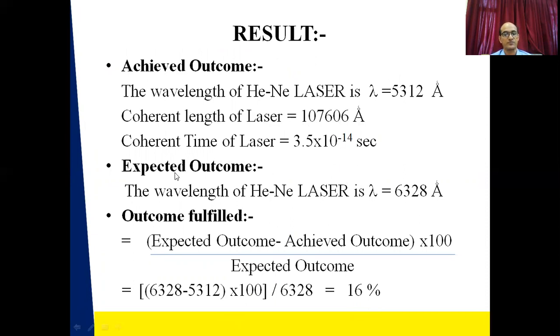Expected outcome. The wavelength of helium neon laser is 6328 angstrom. Now we'll find out the outcome fulfilled, or the percentage error. Expected outcome minus achieved outcome, into 100 upon expected outcome, and it comes out to be 16%.